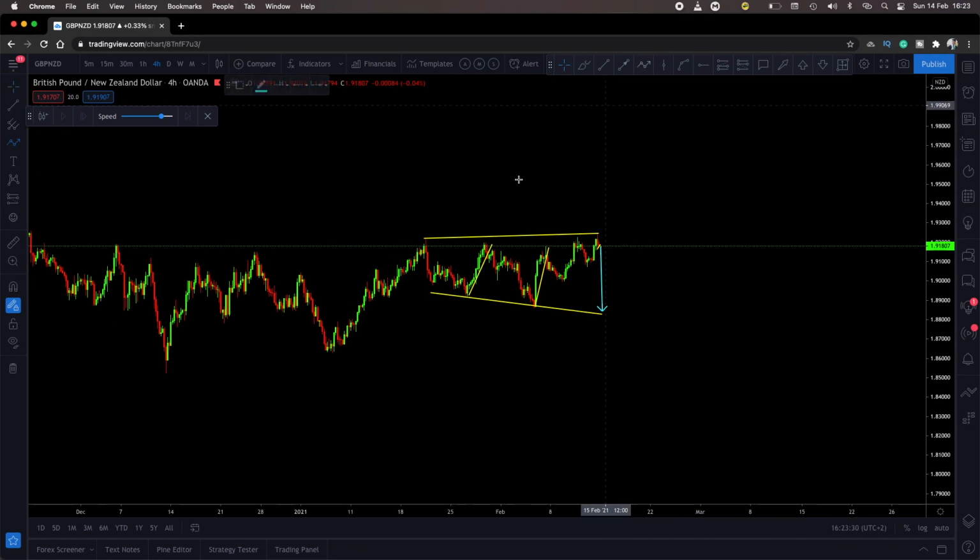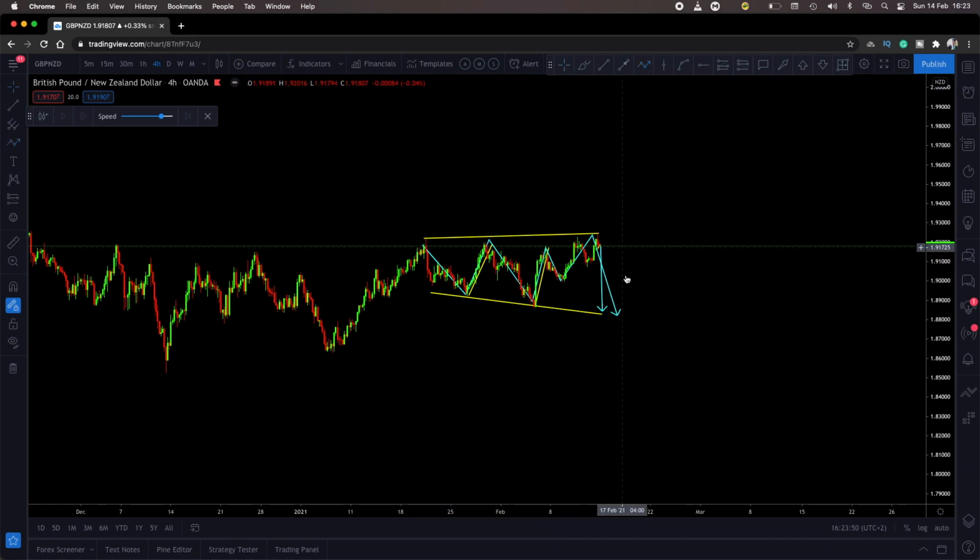You can see the 4-hour time frame. Push down, it pushed up, it pushed down again, pushed up, gave us this correction, it pushed up. So what are the chances of this to drop to this level?